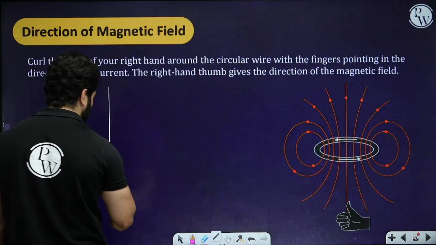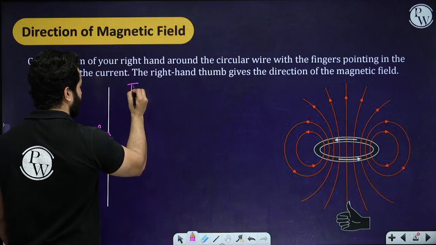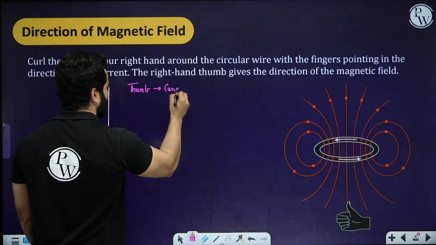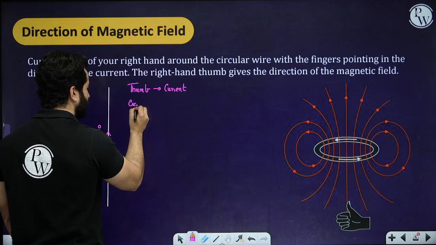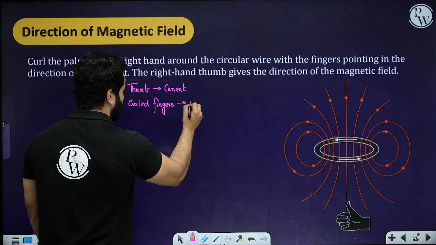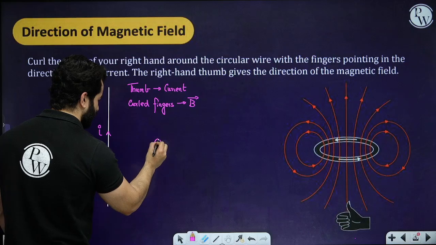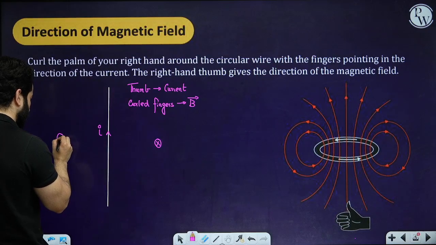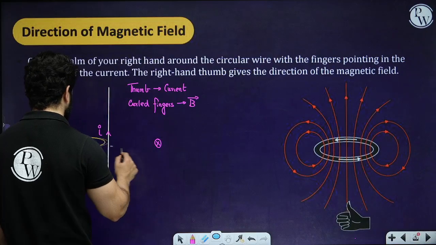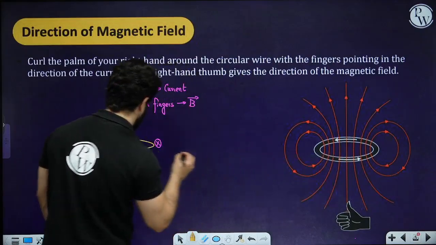One is for a straight current carrying conductor. If you have a straight current carrying conductor, align the thumb in the direction of current. So the curled fingers will give you the direction of magnetic field. Right? That means over here the magnetic field is going to be a cross, and over here the magnetic field is going to be a dot. And you're going to draw the magnetic field lines as concentric loops, going something like this.